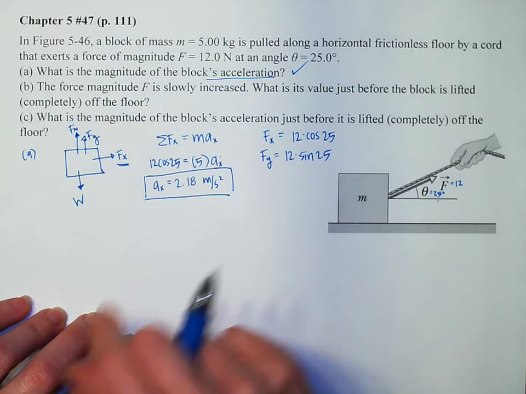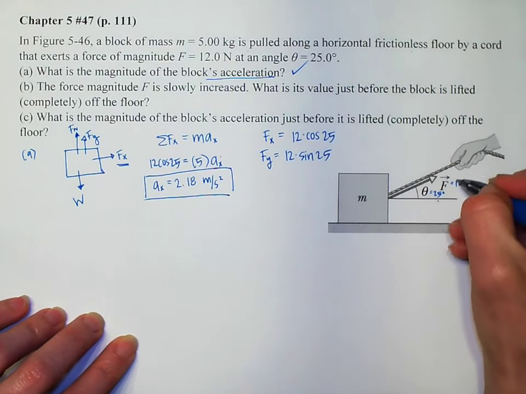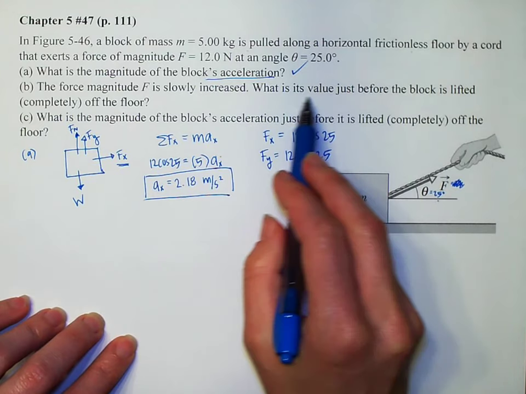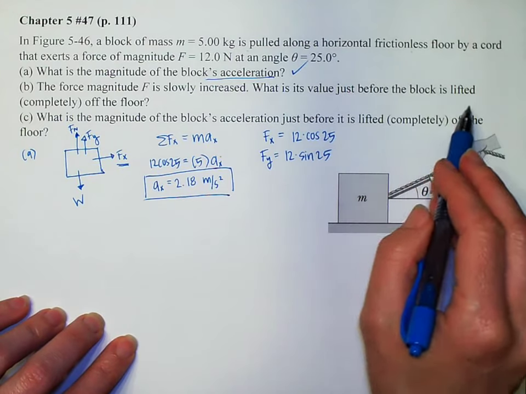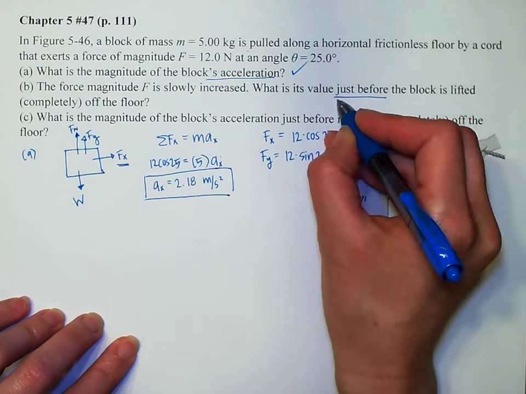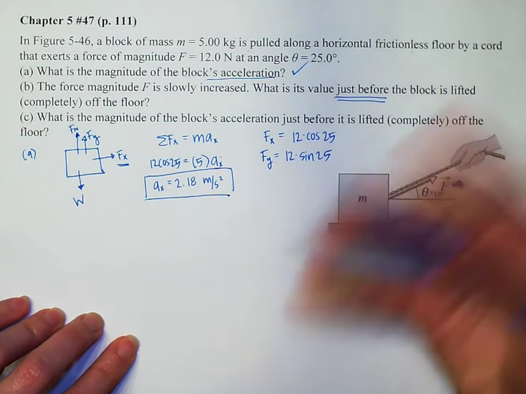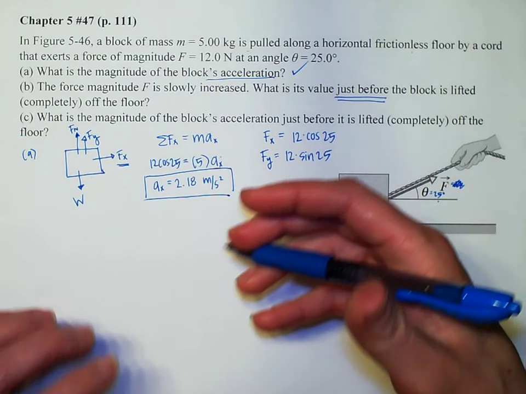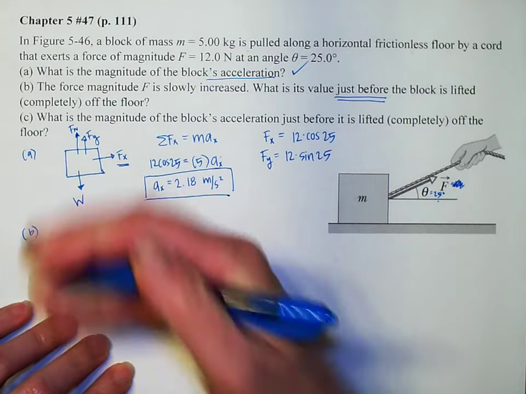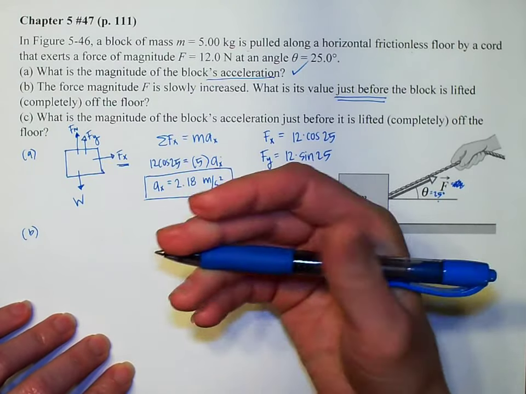So next to part B. The force magnitude F is slowly increased. And I'm going to cross out 12 so we don't get confused. It's no longer 12. What is this value just before the block is lifted completely off the floor? Now keep in mind it says just before. So we are not off the floor yet, but we are about to be off the floor. And physics loves to deal with these kind of borderline cases.